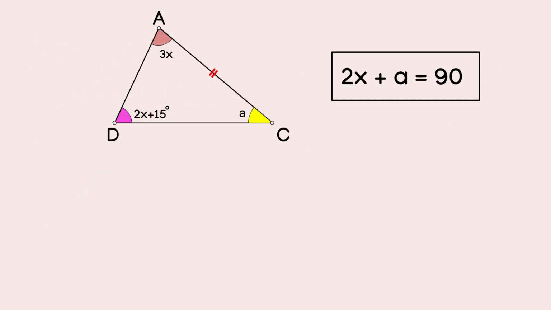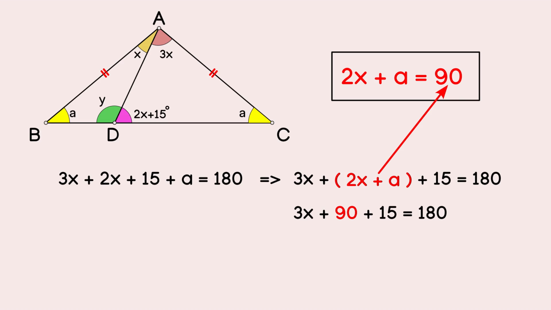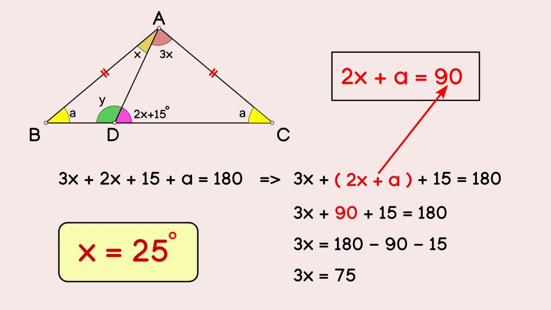The sum of its angles must equal 180 degrees. Therefore, we get that 3x plus 2x plus 15 plus alpha equals 180. But we know that 2x plus alpha equals 90. So the equation simplifies even further and gives 3x plus 90 plus 15 equals 180, from which it easily follows that x equals 25 degrees.